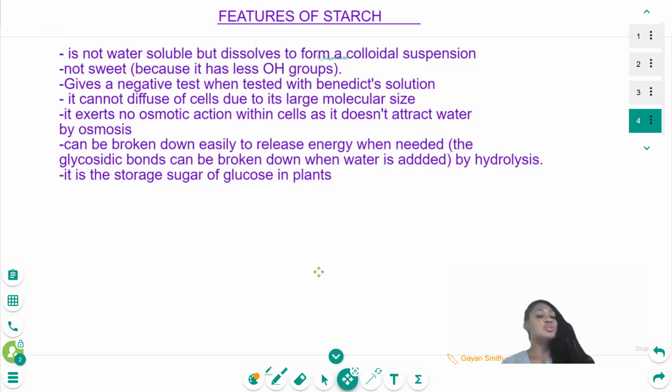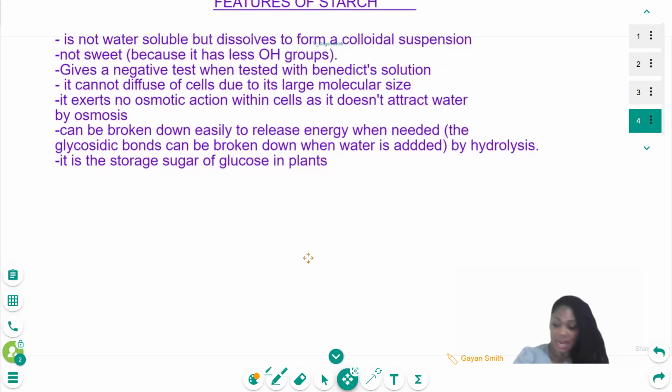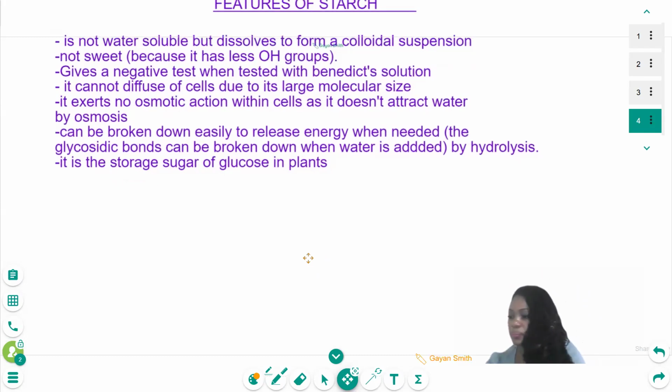So what the cell has to do instead is form a polymer of glucose, which is not as soluble, is not going to have any osmotic influence, and allows it to store many glucose molecules. But when it needs the glucose, it can break it down and get glucose. So you see that starch is actually well designed to meet the needs of the cell, all right?